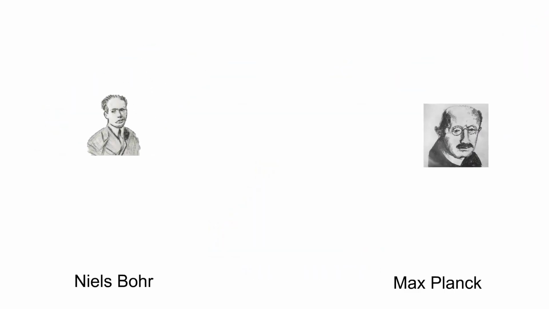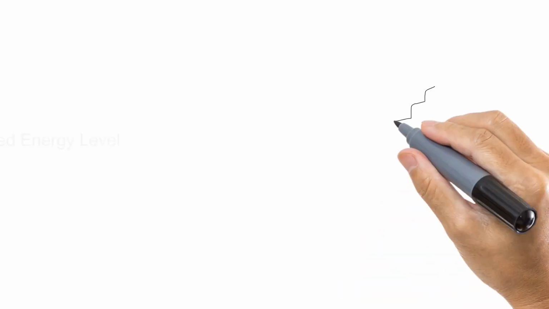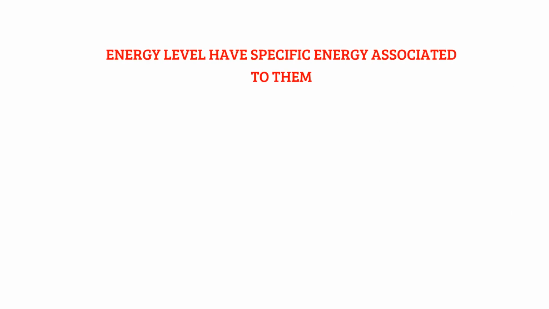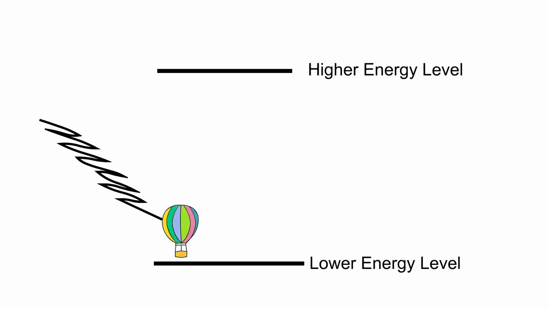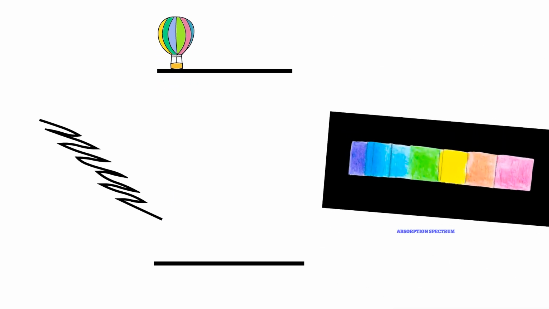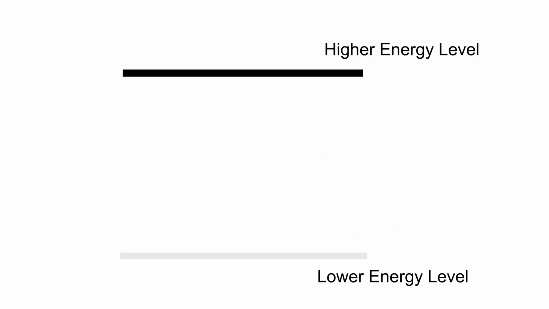Thanks to Bohr and Planck, we can infer that molecules have quantized energy levels. That means these energy levels have specific energy associated with them. When these molecules interact with electromagnetic radiation, there are three possible phenomena that could take place. Firstly, if electromagnetic radiation transfers its energy to the molecule, the molecule gets excited to a higher energy level. This process is called absorption. The resulting spectral lines as a function of wavelength of radiation is called an absorption spectrum.